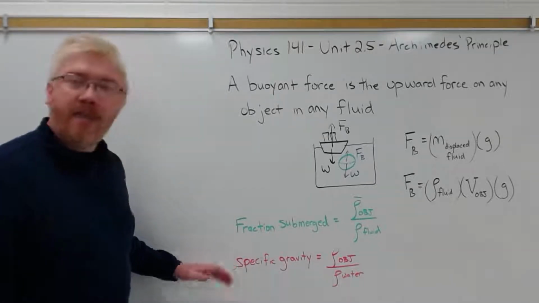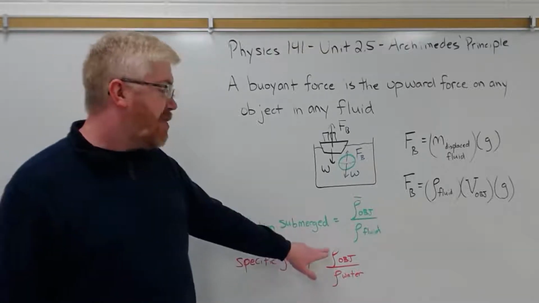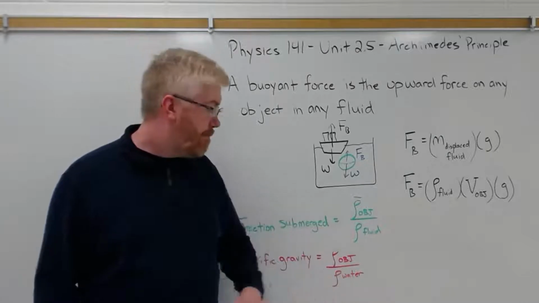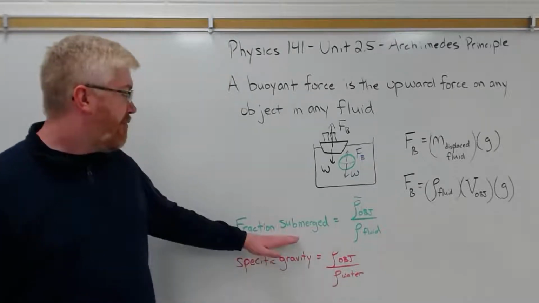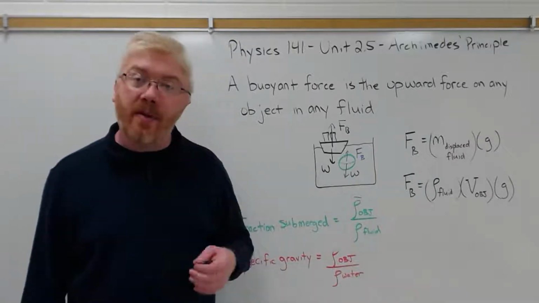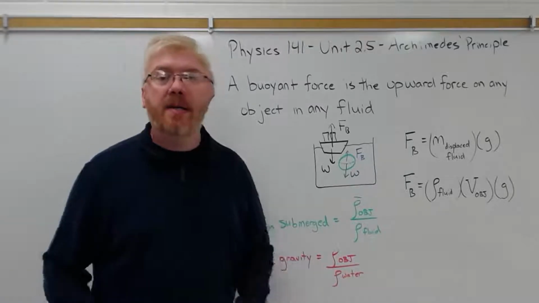And then there's a term, again, that in chemistry class you might be familiar with, specific gravity. That's just the average density of your object compared to that of water. Similar to fraction submerged, but here it's the density of the fluid that you're in, not necessarily water. Specific gravity is almost always comparing the density of an object to that of water.